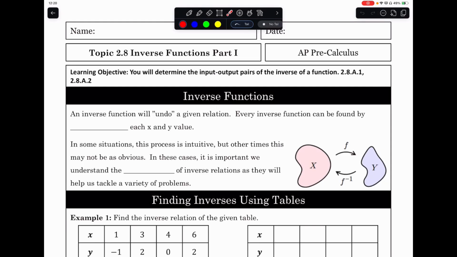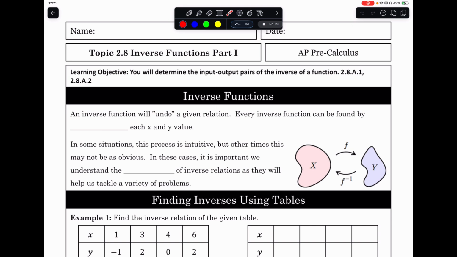In lesson 2.8, inverse functions part 1, you're going to determine the input-output pairs of the inverse of a function. And again, correlate it to some questions here. Now, first of all, an inverse function will "undo" a given relation, a given situation.